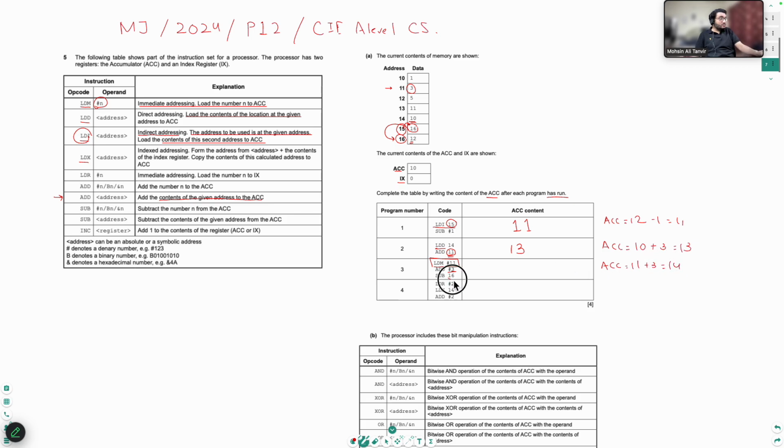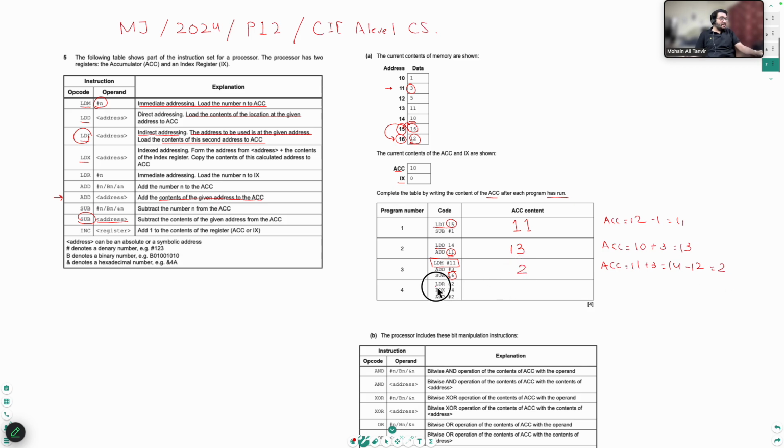And now it says subtract 16. Now think for a moment, will I subtract the value 16 or will I subtract what is at the address 16? Well, I hope you know the answer, that I will subtract what's at 16 because this is an address. How do I know? There is no hash with it. So I'll go to 16, 16 has 12. So I'm going to subtract 12 from it and I'm going to get an answer of 2. So I get 2 over here.